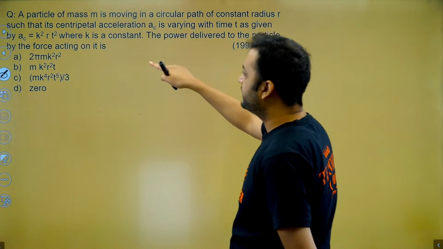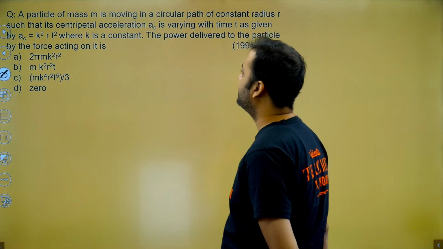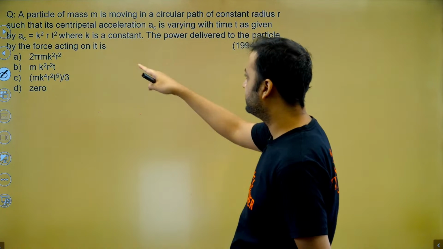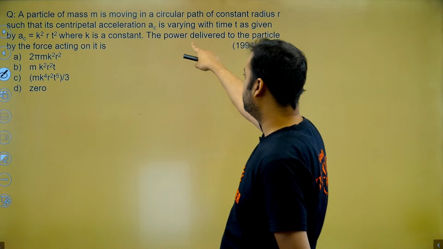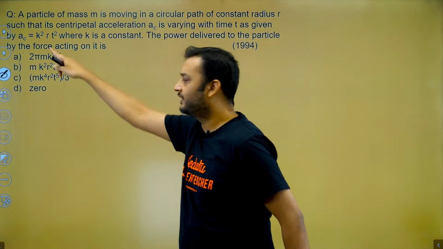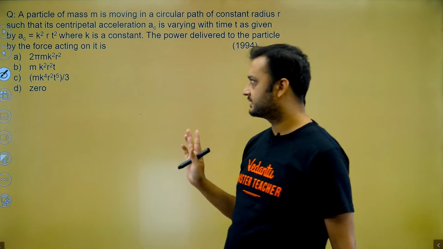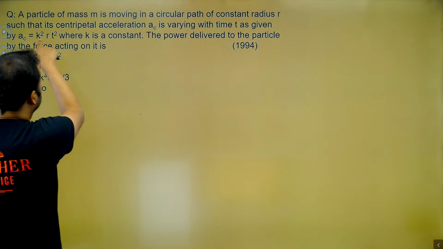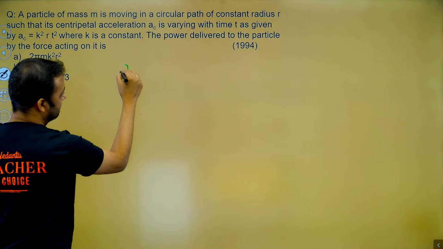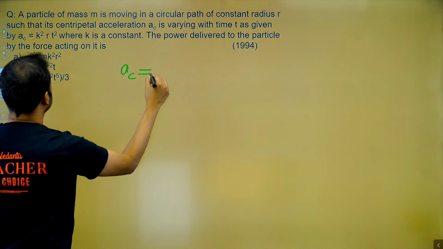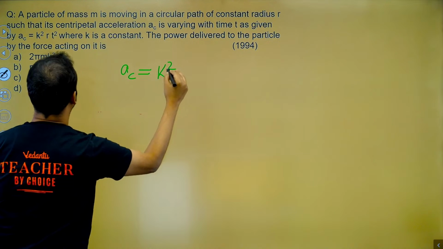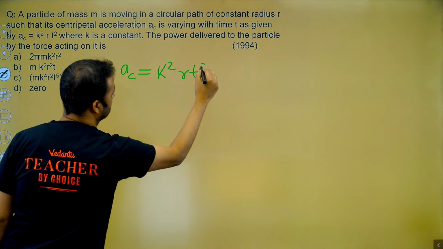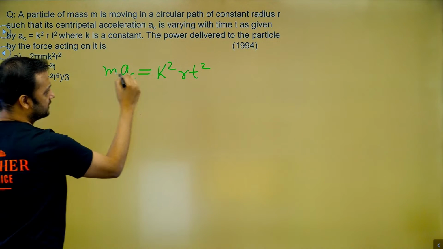So what is happening over here? A particle of mass m is moving in a circular path of constant radius r such that centripetal acceleration AC is varying with time t. I am not going to do this question by proper physics. I'll just quickly tell you by dimensions. The value of acceleration is given by k square r t square. Multiply this by m, so this becomes force.